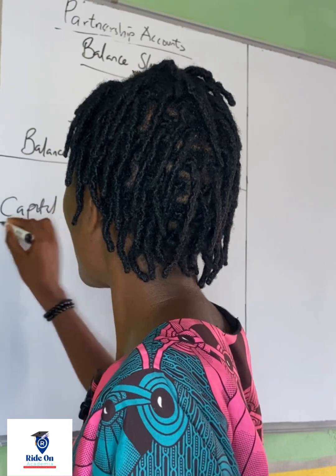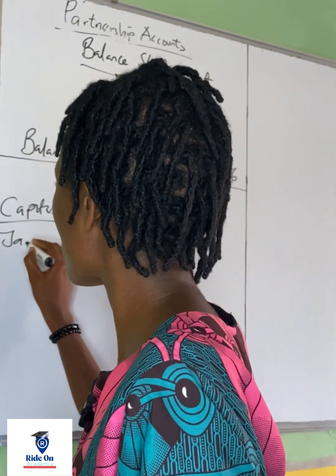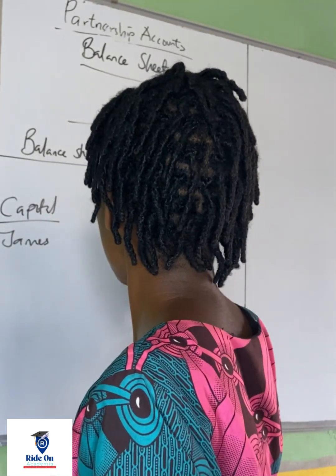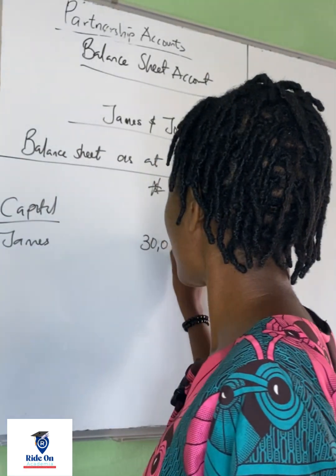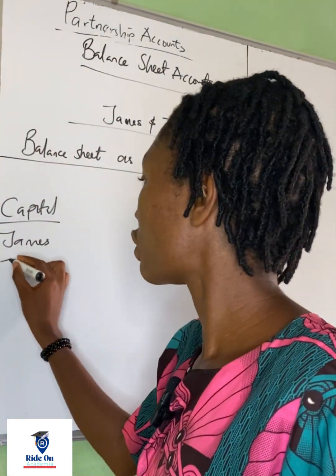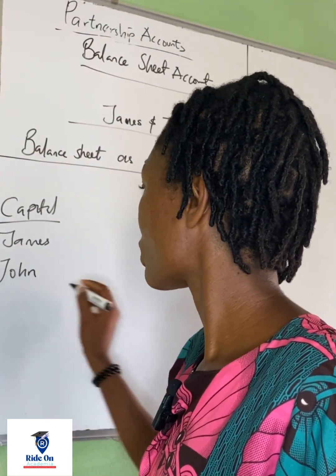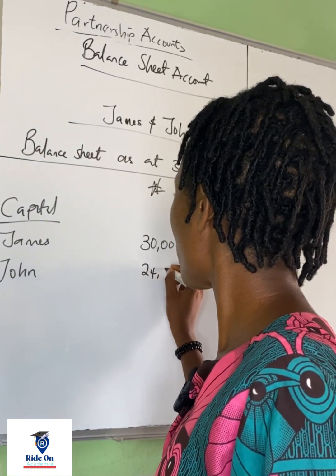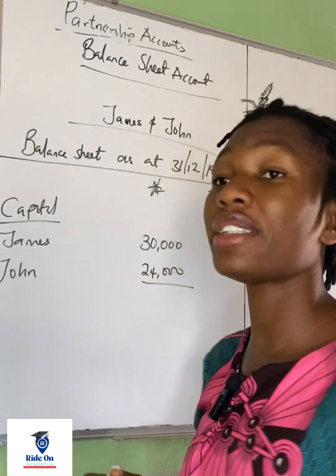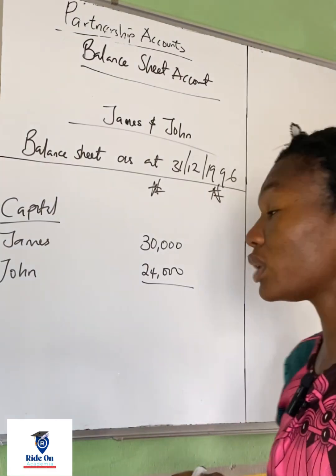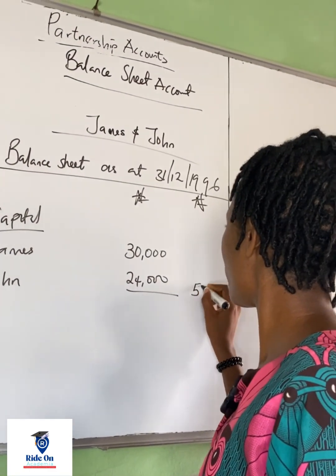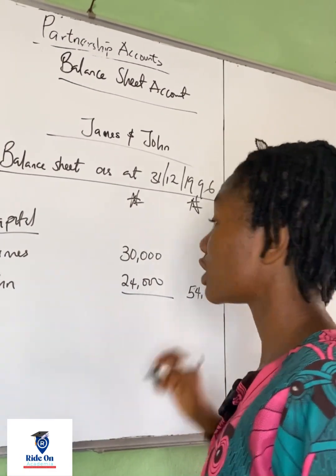Our capital for James, according to our fixed capital, is 30,000 naira, and for John we have 24,000 naira. These are our fixed capital balances. When we add, we'll have 54,000 naira.